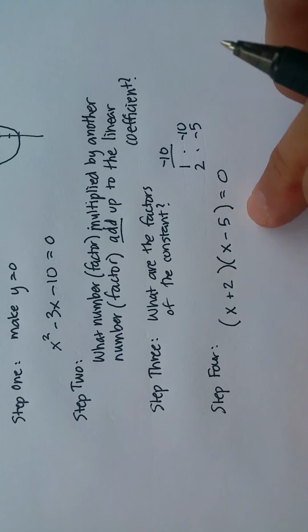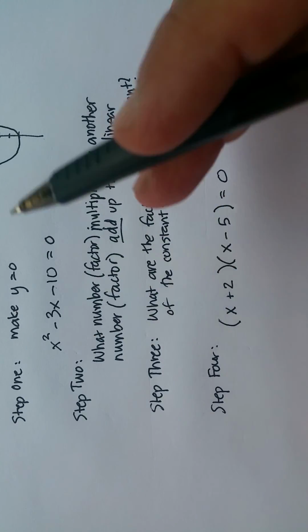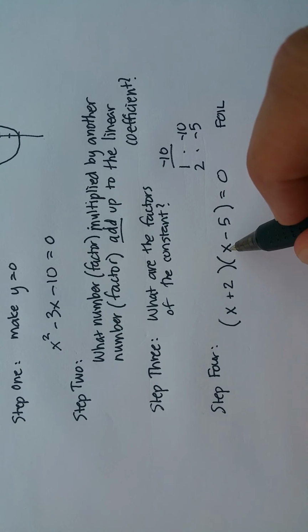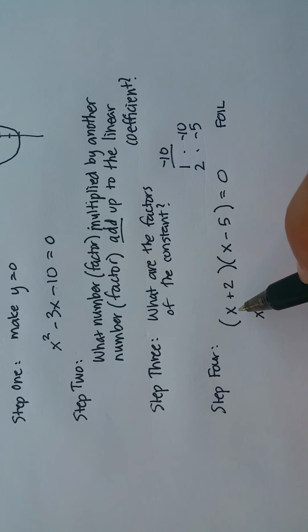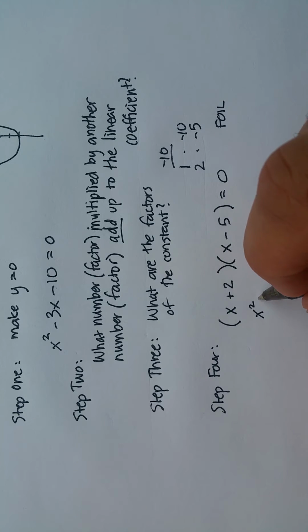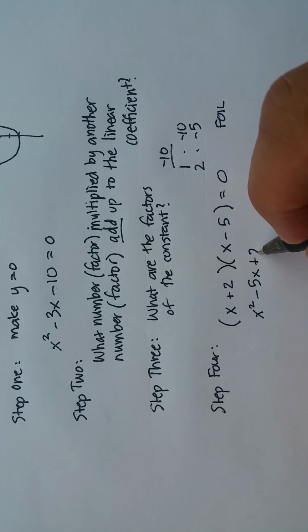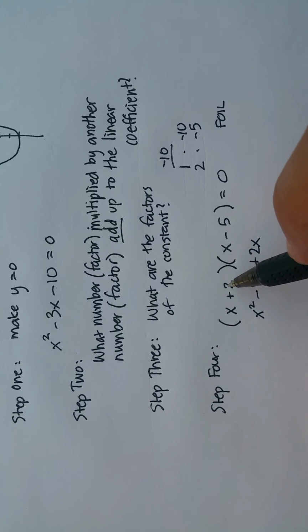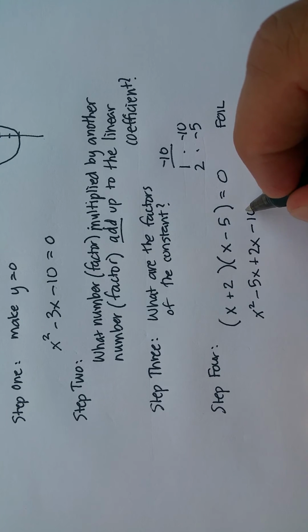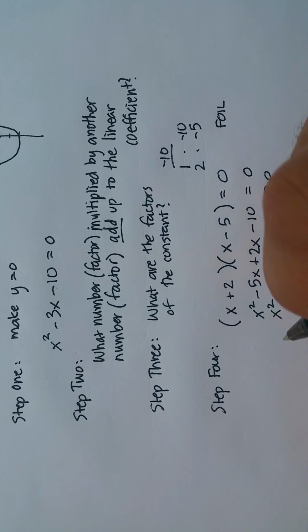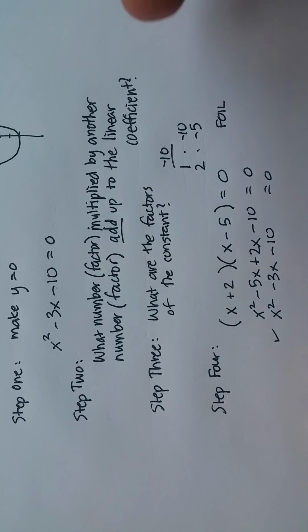I will go ahead and multiply these out to see if I will come up with the quadratic. Remember, this is just a simple FOIL. X times x, x squared. X times -5, -5x. +2 times x, plus 2x, and then +2 times -5 is -10. Let's add up the like terms. I get x squared. Add these two guys, you get -3x, perfect. -10, perfect. So these are the two factors that I want.